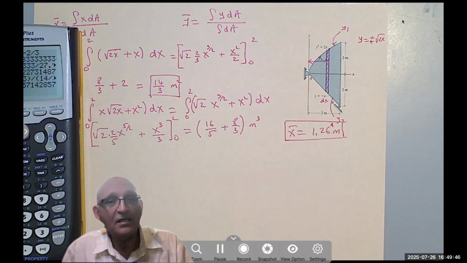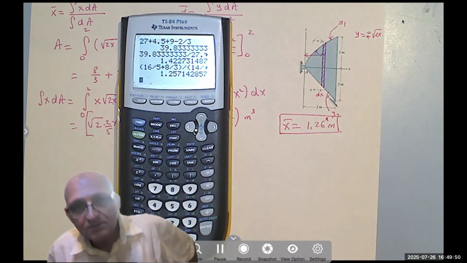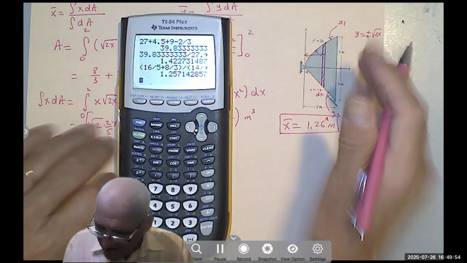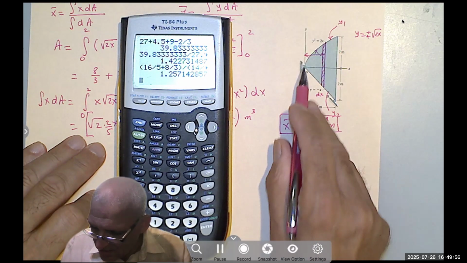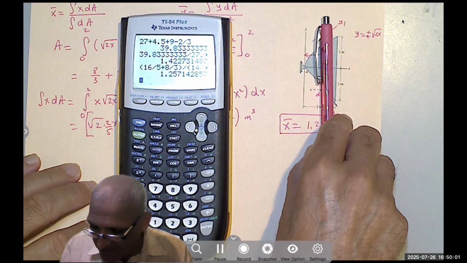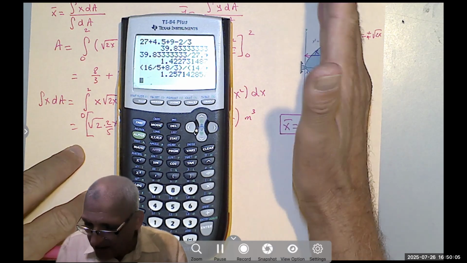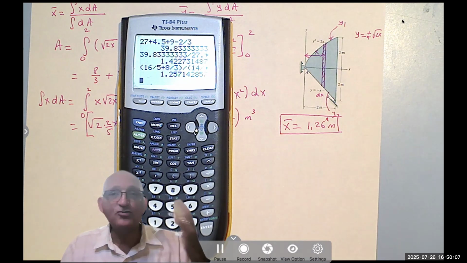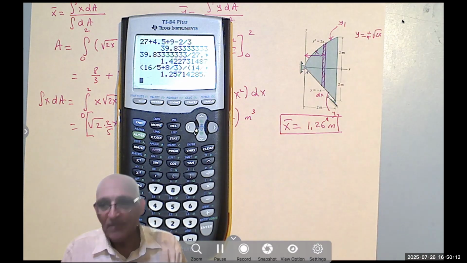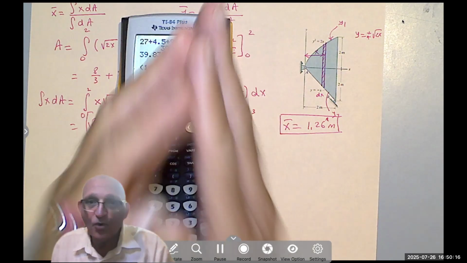It's more than 1. Does it make sense? Always ask yourself this question. Yes, absolutely, it makes sense. Because 1, meaning halfway between the support and the end of the plate, if I take a distance of 1, definitely the right-hand side would be heavier than the left-hand side, and it would tilt this way. So the centroid must shift to the right more than 1.